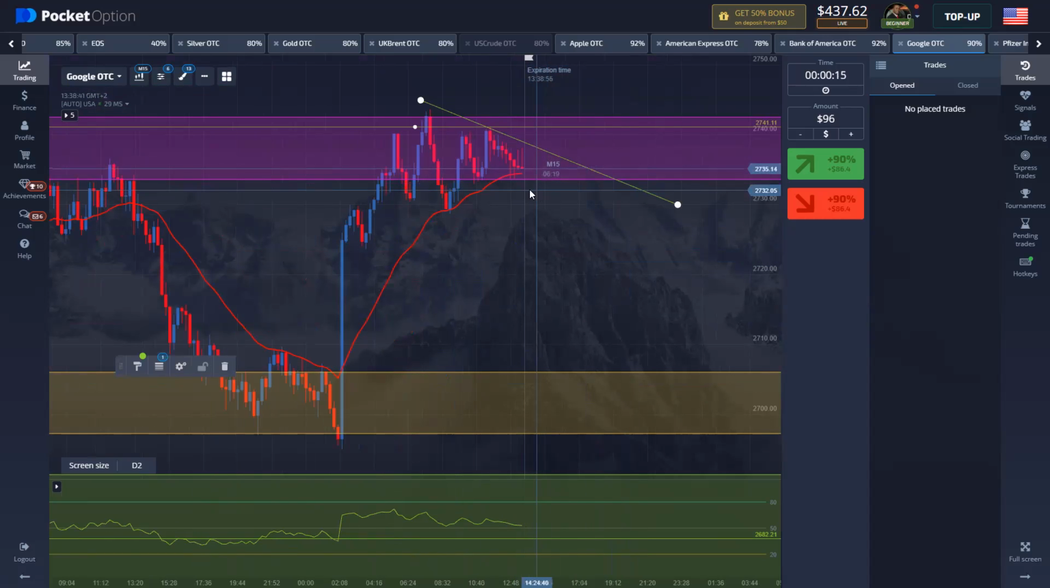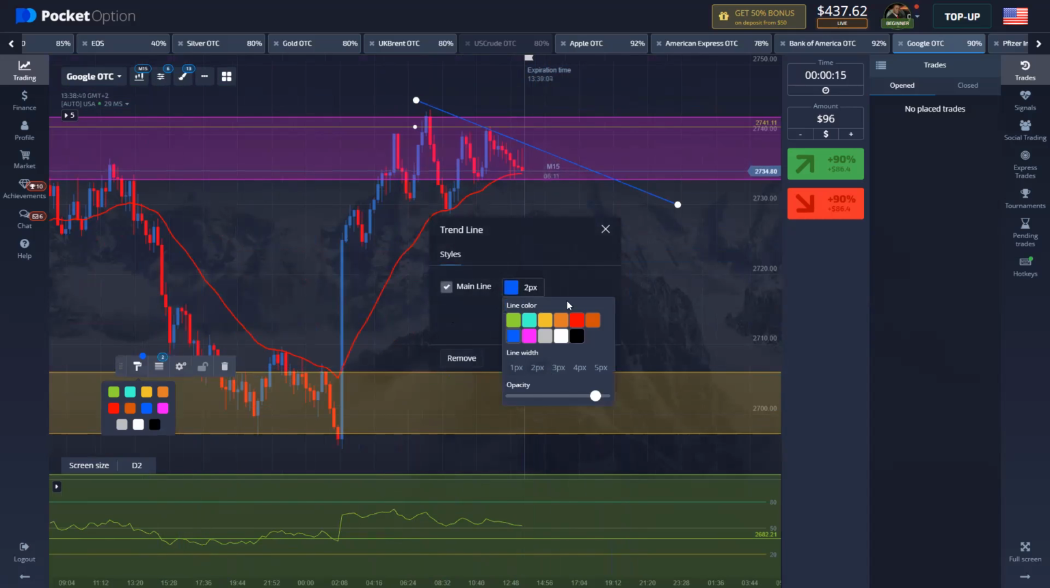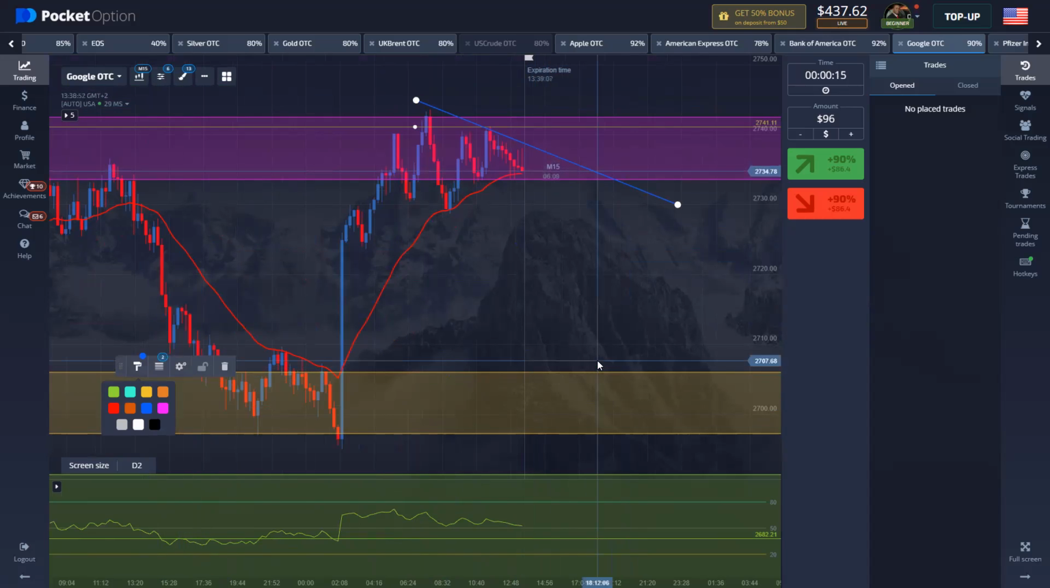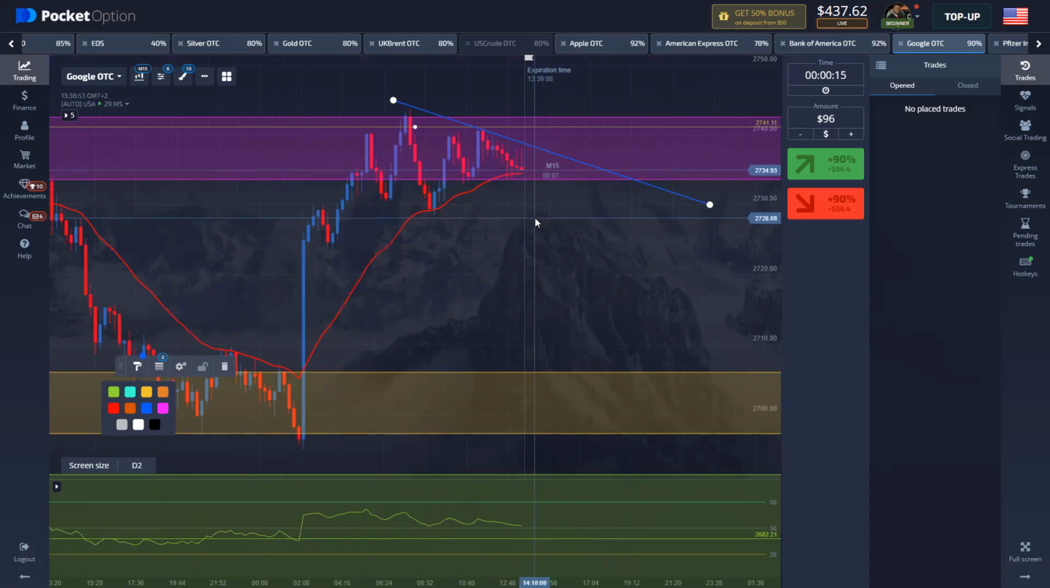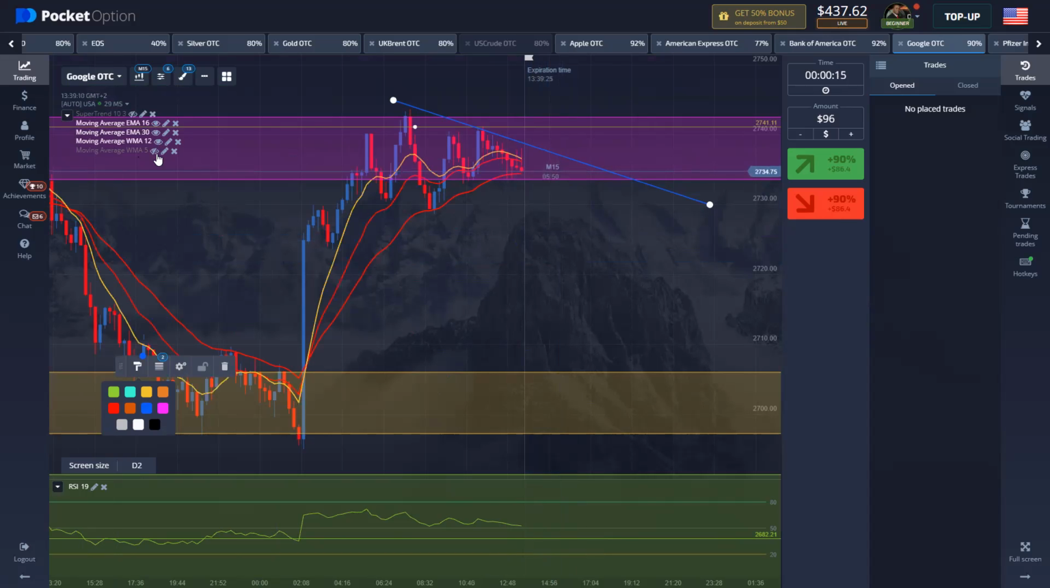So then there's no pullbacks yet. Let me change this trend line. All right. And then basically, we want to wait until we catch an outbreak candle. And price is already kind of trending down. So what I want to do is turn on my indicators and show you guys how I use my moving average indicators.